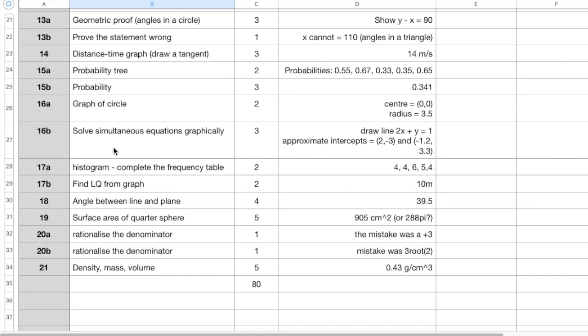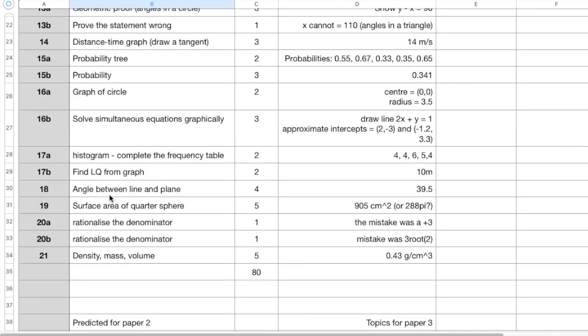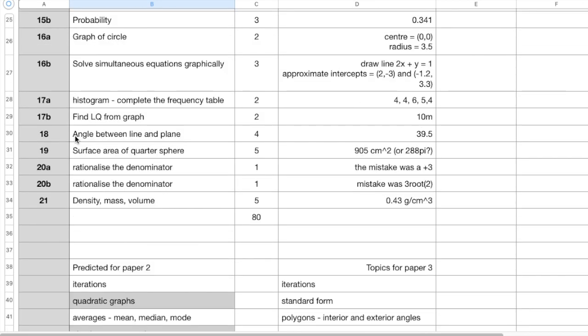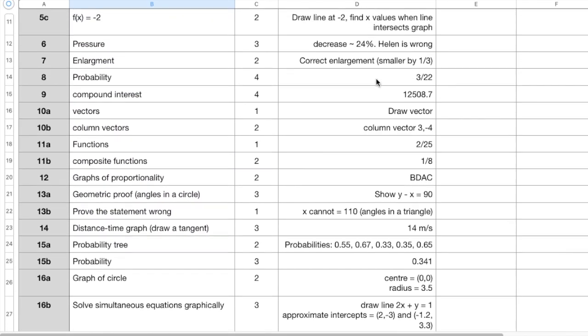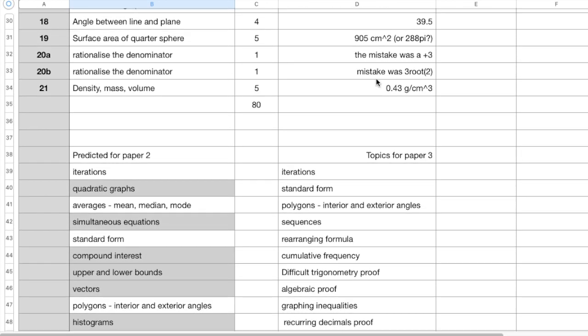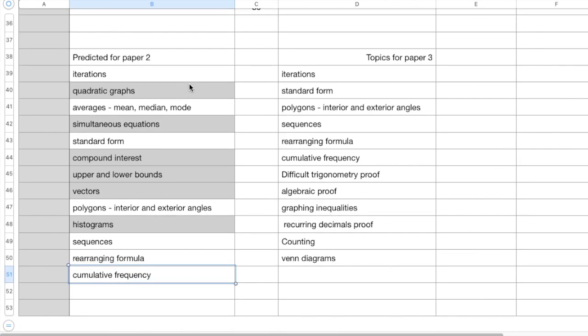drawing a graph of a circle, solving simultaneous equations graphically. You had a histogram question. There was a question about an angle between a line and a plane. There was another sphere question, questions about rationalizing the denominator, and a density question. So you can see the marks there as well. And I did a quick check of the topics that have come up.